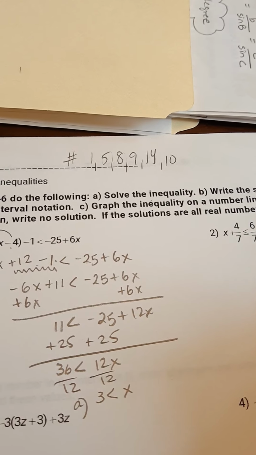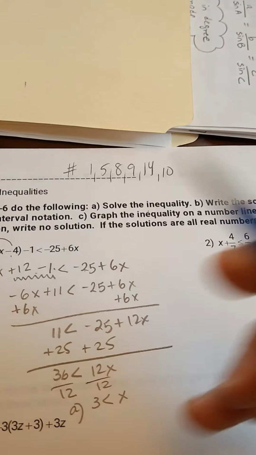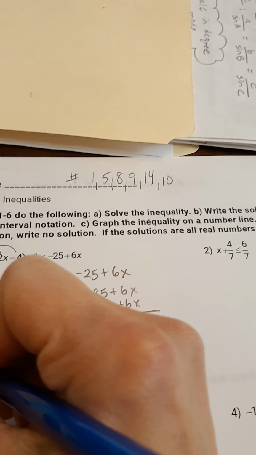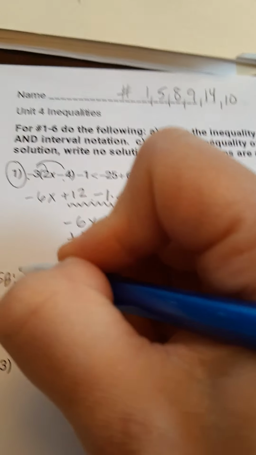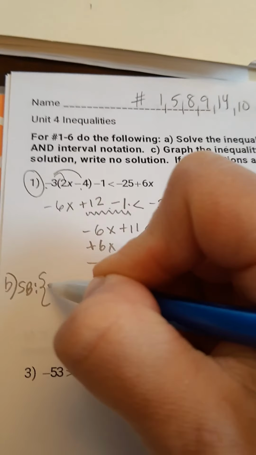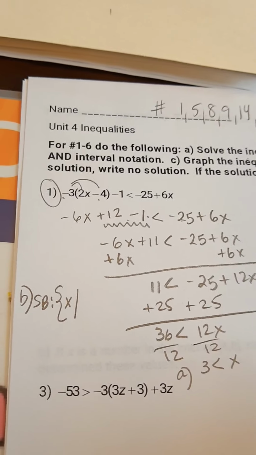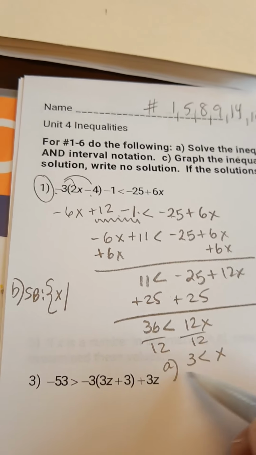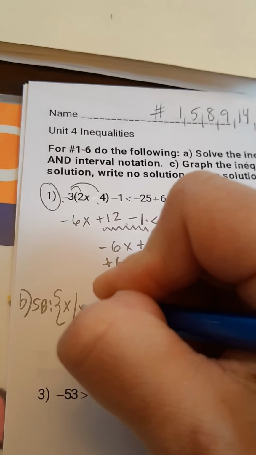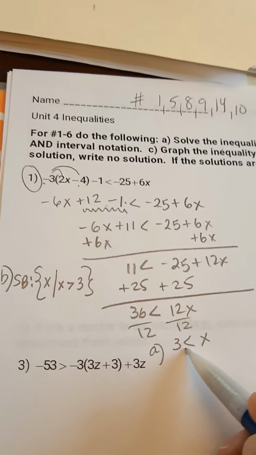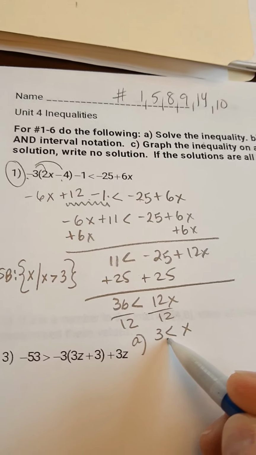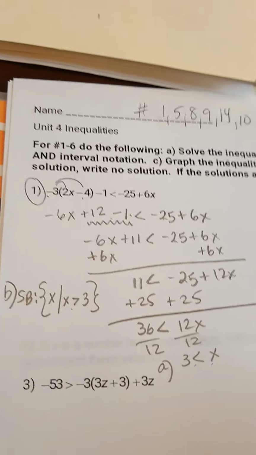Write the solution in set builder notation and interval notation. Okay, so B, set builder notation, is the one where you just add the squigglies. So I'm going to do squiggly, x is an element such that, and then you just rewrite this. But remember, me and Miss Mulligan do not like when the number is on the left. So I'm just going to rewrite it. Pac-Man is eating the x, so it's eating the x there.